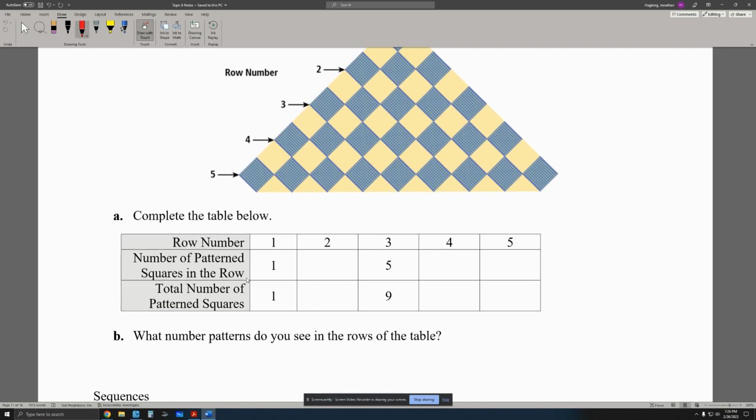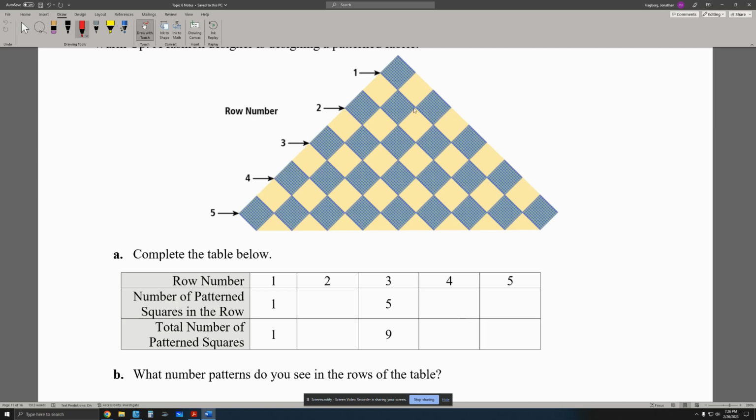Here we have the row number 1. The number of pattern squares in that row is 1, and then the total number so far is 1 as well. In row 2, we have 3 additional, and so then the total number rises to 4. In row 3, we have 5 squares, and then the total rises to 9. In row 4, we have a total of 7 pattern squares, and then the total rises to 16. And finally, in row 5, the number of squares is 9, and then the total would be 25.